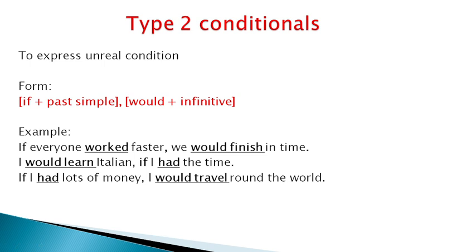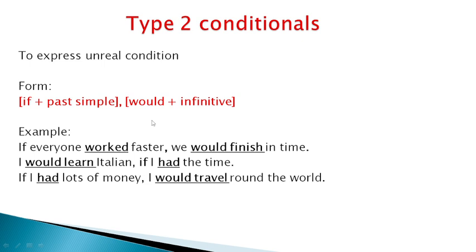Now look at the second example. I would learn Italian if I had the time. If you look at the meaning, if I had time in the past, I would learn Italian. I didn't have the time, so I didn't learn Italian. So we can use conditionals in this aspect. Look at the third example of type 2 conditionals. If I had lots of money, I would travel around the world. So you can use the simple past and then would plus infinitive in the main clause.